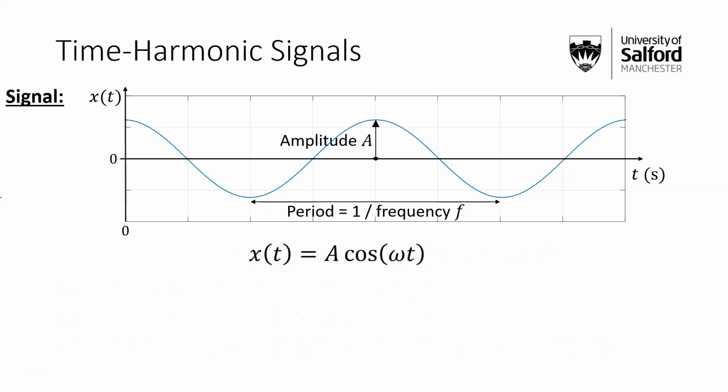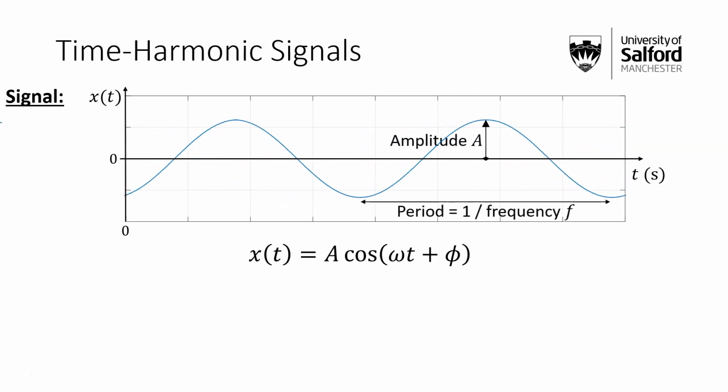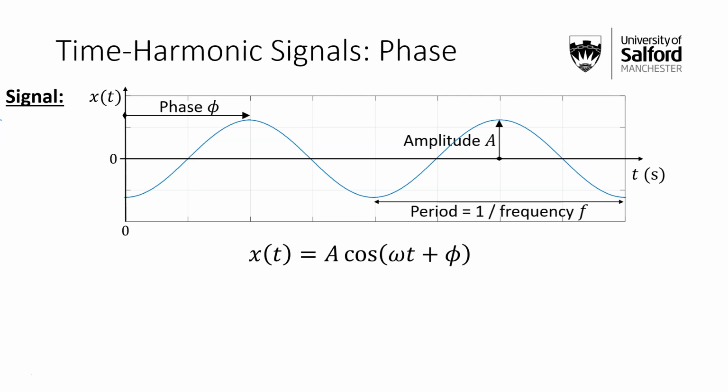Now that's almost everything, but there's one other little thing in terms of these parameters, and that is what we call phase. It's an extra constant term inside the cosine bracket. And what does that do? Well, it shifts the signal in time. It shifts it horizontally. And phase being inside the cosine has units of radians.